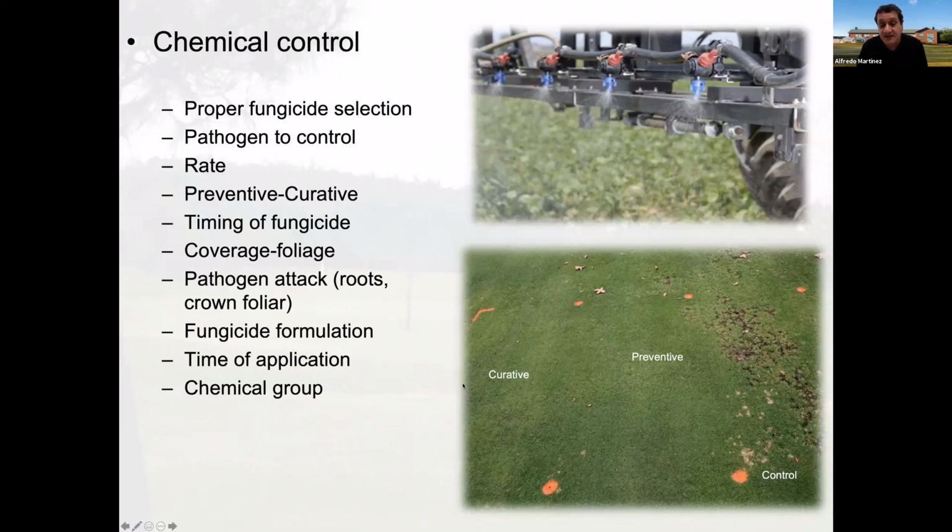And sometimes, as I said before, it may be a preventative. This is just an example. Preventative: I did an application of a product, 0.18 ounces, before the disease. Here you see the control, which is no fungicide applied. And a curative, in which I did 3 times 0.18 when the disease was already there. So this is 3 times more product, 3 times more cost, of course, economically, and so on. So again, preventative.